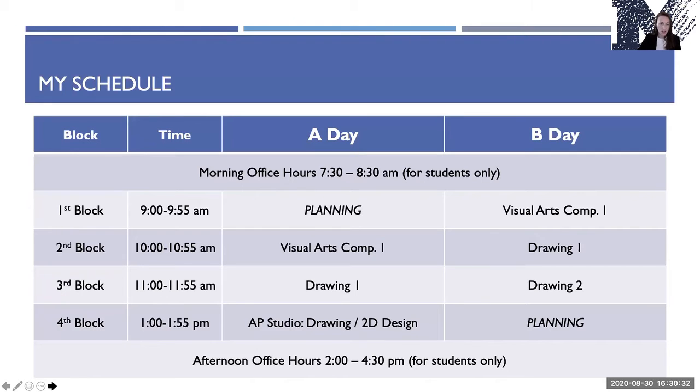On the screen is going to be our virtual schedule. We have A days and B days. A days are going to be on Mondays and Wednesdays. B days is going to be on Tuesday and Thursday. Your student has access to their teachers during their office hours as well outside of class. We've got morning office hours from 7:30 to 8:30, and then we also have afternoon office hours from 2 o'clock to 4:30.